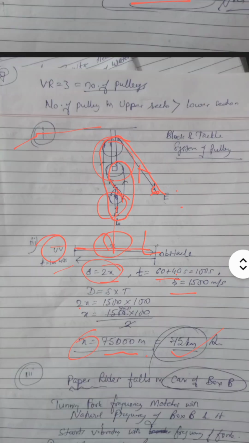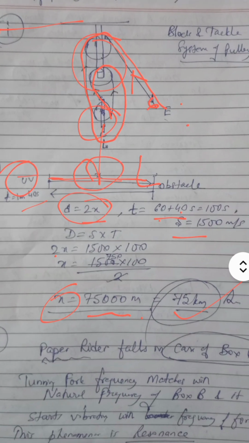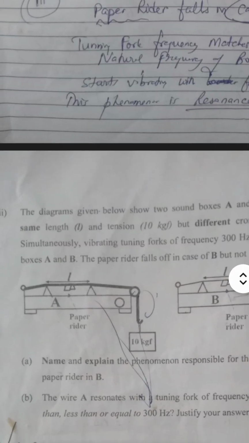Next question, number 7.3. Frequency, pitch, resonance, sum. So paper fall, two diagrams were given. Sound box A and sound box B, and sound box A is loaded with a wire of length equal to the length in B, and both have same tension 10 kgf, but thickness in this is more, thick wire, and this is narrow wire. So just like a guitar wire, some wires are thin and some wires are thick. So thinner wire produces higher pitch, high frequency, and thicker wire low pitch and low frequency.